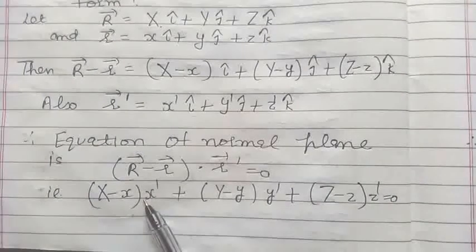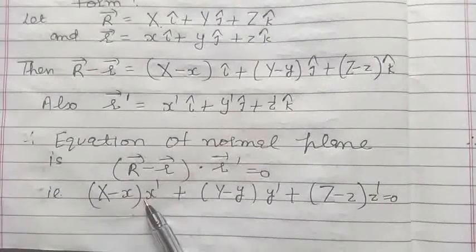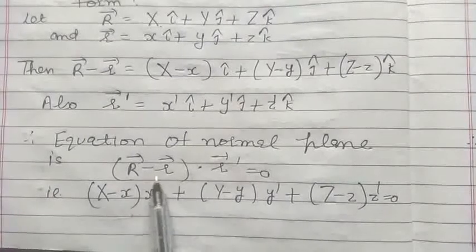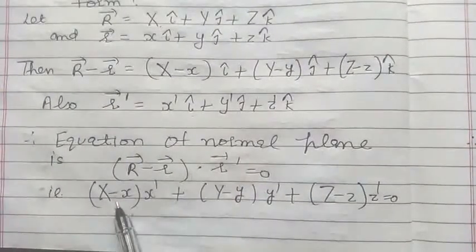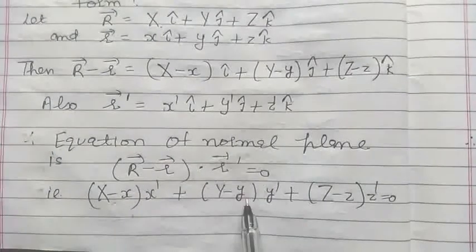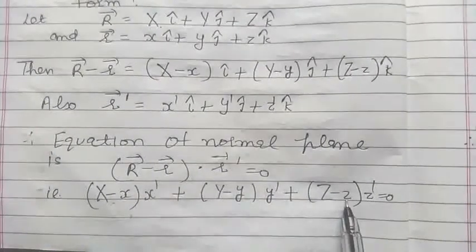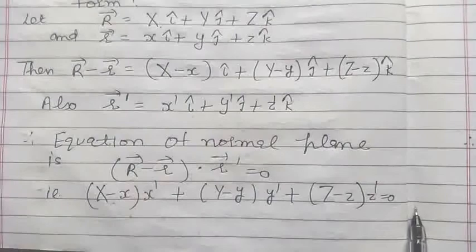We can obtain this equation in the parameter t also. If the given curve is in the parametric form with parameter t, then you can replace this dash by dot. Then the equation will become (X minus x) into x dot plus (Y minus y) into y dot plus (Z minus z) into z dot is equal to 0.